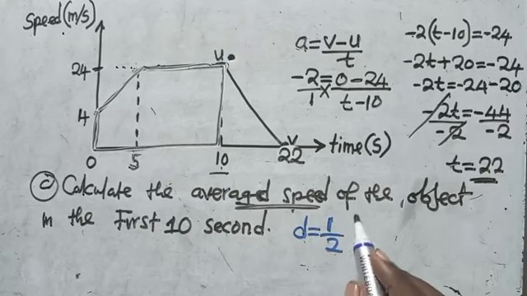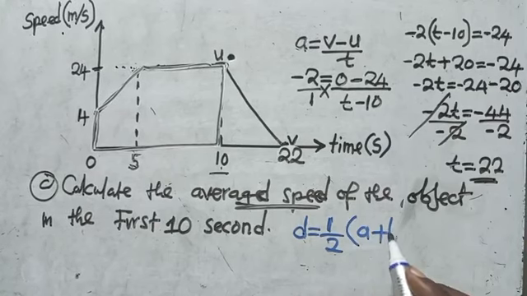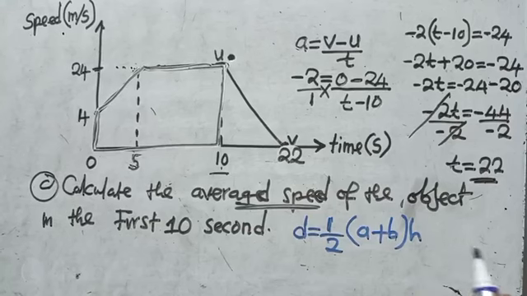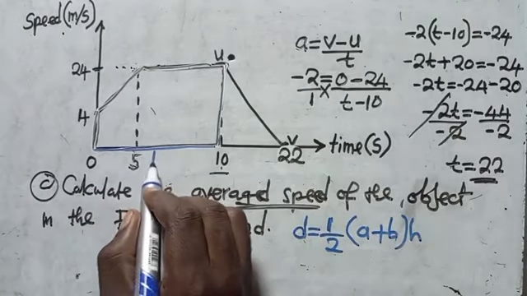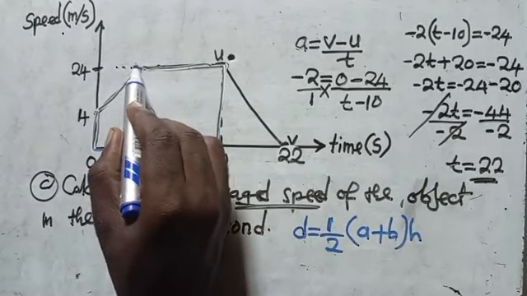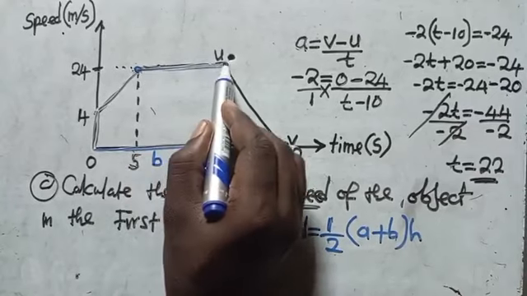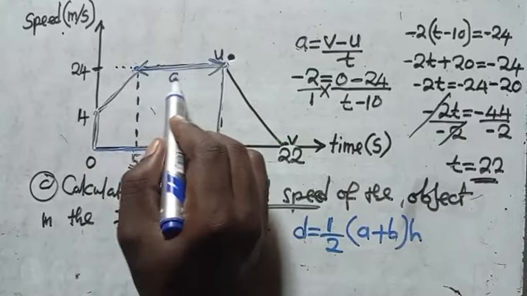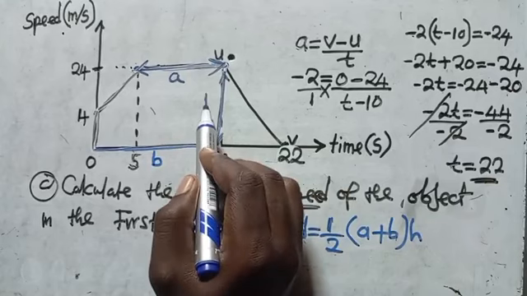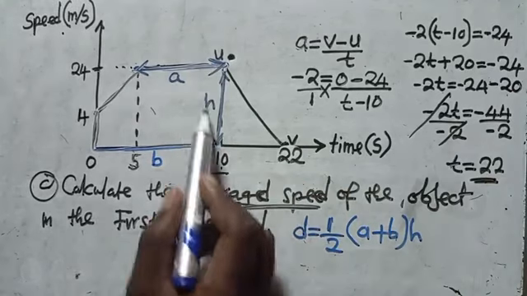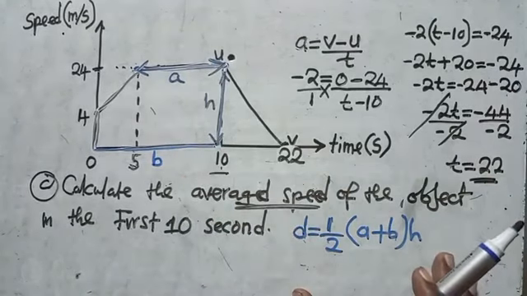The formula for a trapezium is half, A plus B, then H. So we put H there. That is the formula of a trapezium. I know that this one is the B. This one, from there to there, this part that is here, is A. Then this one that is here, this height, is the height. So I just substitute these values in this particular formula.